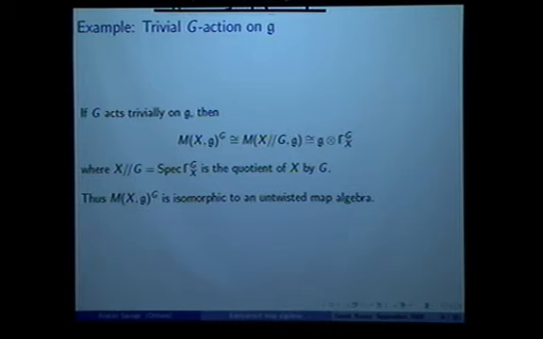So let's give some examples of these equivariant map algebras. So first of all, if the group acts trivially on just the Lie algebra G, then this equivariant map algebra is just a normal map algebra on the quotient of X by the group. And what I mean by the quotient is precisely the spec of the group invariants of the coordinate ring. Right? So if the group acts trivially on our Lie algebra, this just reduces essentially to the case before where we have no group.